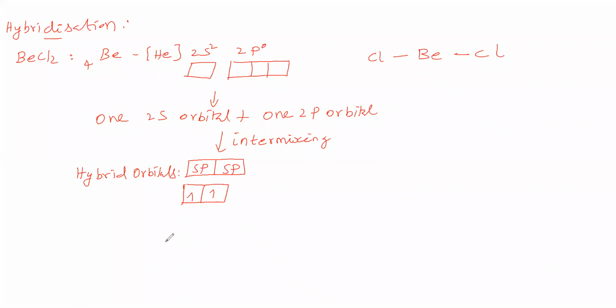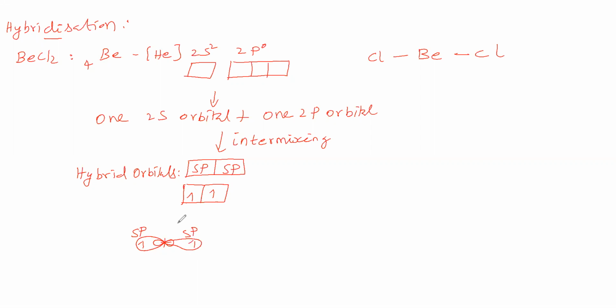Now, it is the nucleus of beryllium. One hybrid orbital is oriented like this. One hybrid orbital means one lobe is big, one lobe is small, with the nucleus at the center. This hybrid orbital is named sp. It contains one electron, an unpaired electron. Another sp hybrid orbital we write, with a small lobe and a big lobe. It also has one unpaired electron.